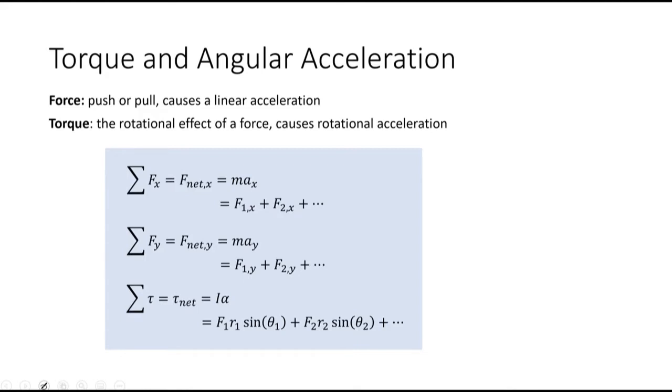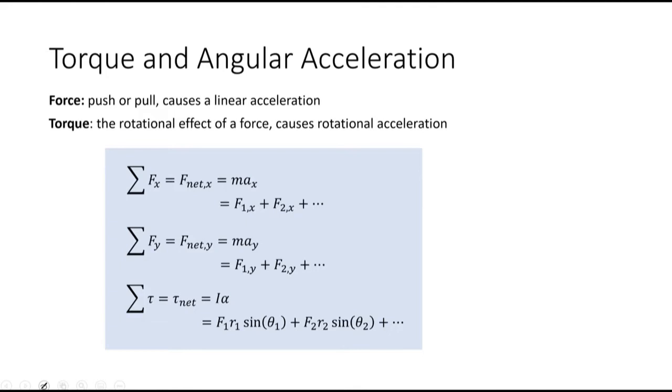And similarly, we could define F net y is equal to m a y, and it's going to be the sum of all the y components of the forces acting on your object, which has mass m. All right, and so then the new piece is really that the sum of the torques acting on the object, or in other words, the net torque acting on the object, is equal to I alpha, where I, remember, is the moment of inertia of your object, and alpha is that rotational acceleration.